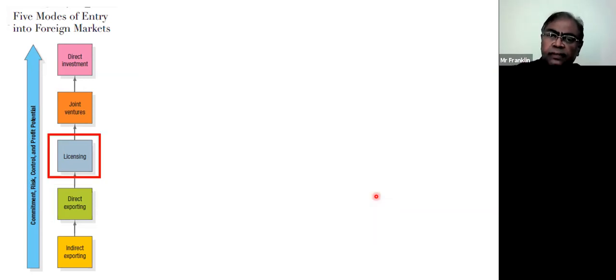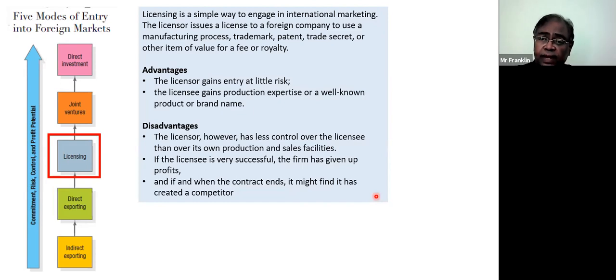So next is licensing. Now, licensing is becoming more popular in the last, I think, 20, 30 years. Companies have gone into the licensing mode, which is more profitable, right? Licensing has advantages and disadvantages. Okay, let's look at it. Licensing is a simple way to engage in international marketing. The licensor issues a license to a foreign company to use a manufacturing process, trademark, patent, trade secret, or other value for a royalty. Now, when you go to Indonesia, you find Old Town, right?